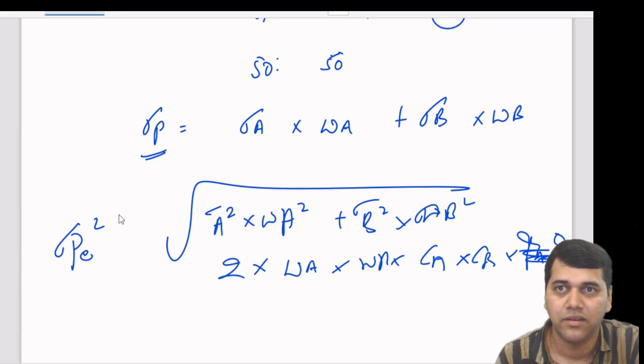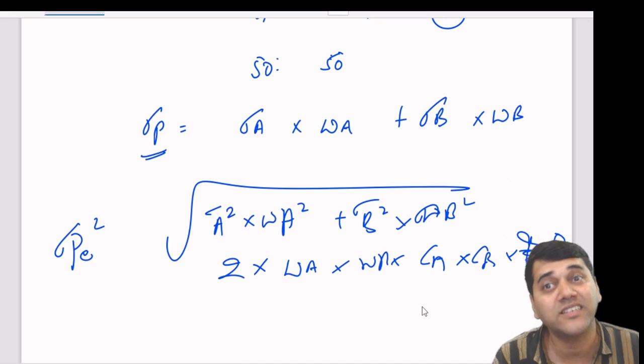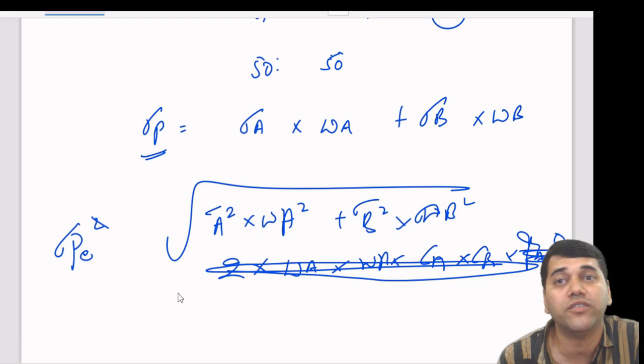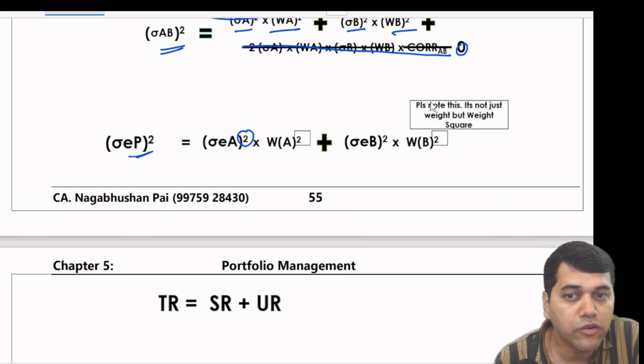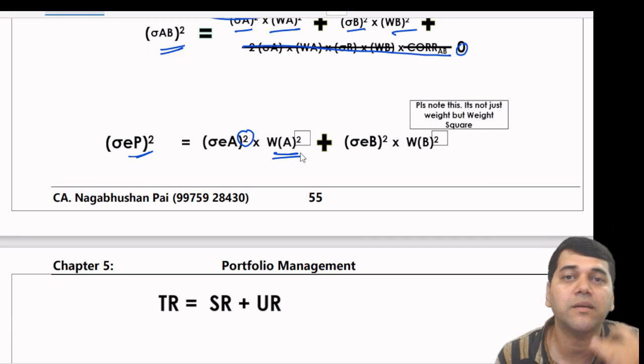Same equation I need to use, but since there is no direct relationship, is there any correlation between the error standard deviations? No. That's why this entire line goes off. So if I need to take out the portfolio's error standard deviation, take the square root, and you end up getting weight of A square. That's the one extra thing, understand? It is not the perfect positive correlation equation. This is the difference. We are learning a new equation here. It's not the same equation.